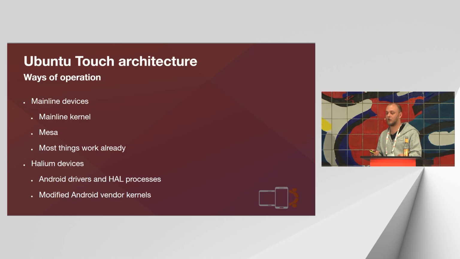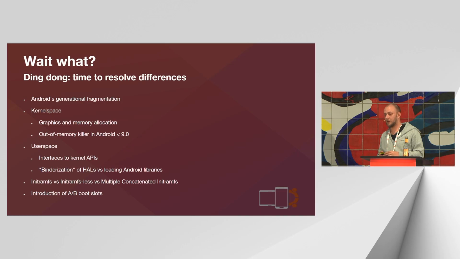On the other hand, though, we have something called Halium. Halium is a little bit of an abstraction and hardware support enablement work that allows us to reuse Android vendor blobs, drivers, and HALs for driving the hardware, connecting it to a regular GNU/Linux system. And it also means that we're relying on Android vendor kernels, usually. So, ding dong, we have something here that has grown over the years, coming from the Android and Google side of things. So we also have generational fragmentation.